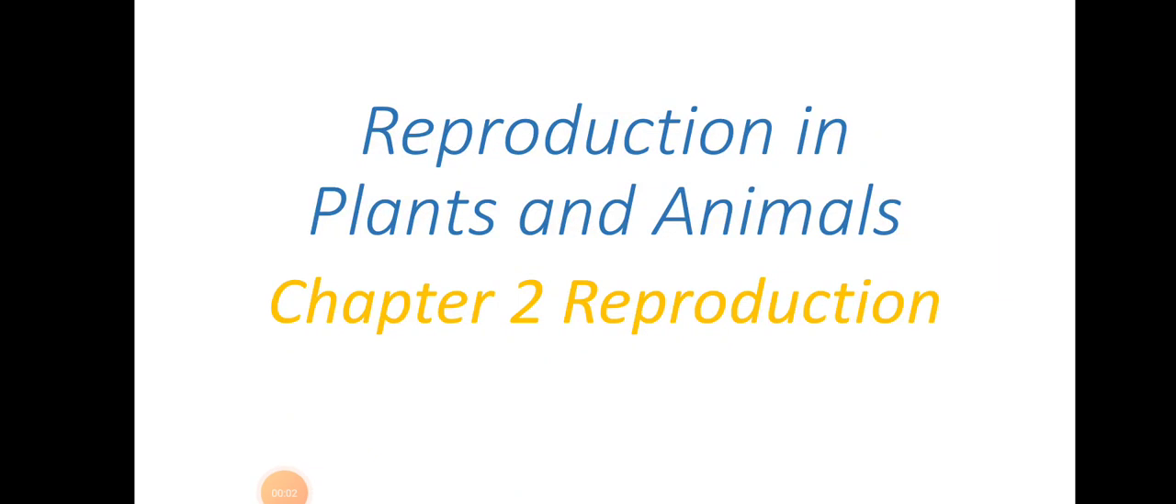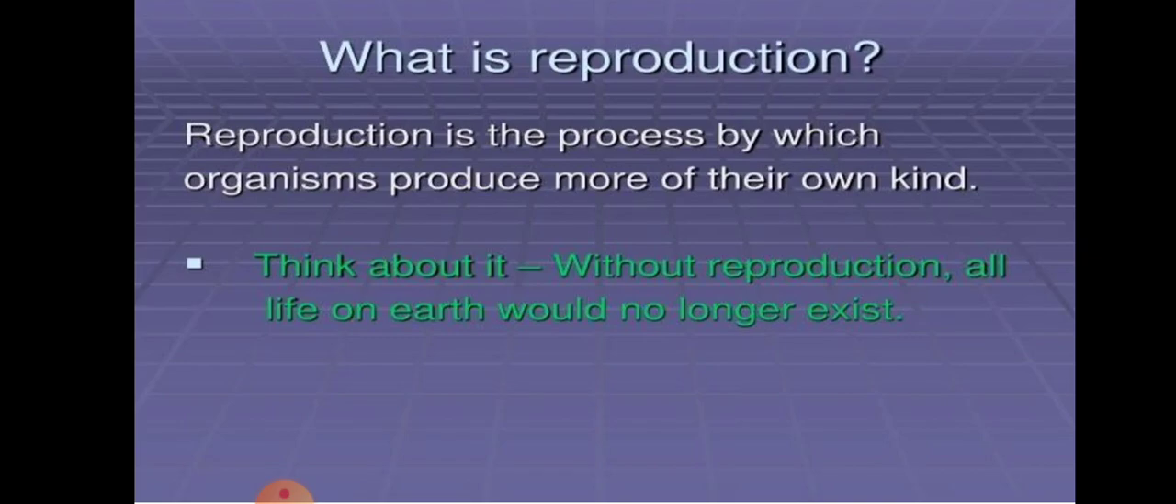Good morning, students. Today we are going to study the topic Reproduction in Plants and Animals, chapter number 2, Reproduction. Children, we have already studied different life processes like respiration, excretion, nutrition, and transportation, that is blood circulation. Today we'll be studying reproduction and its types. First of all, what is reproduction?